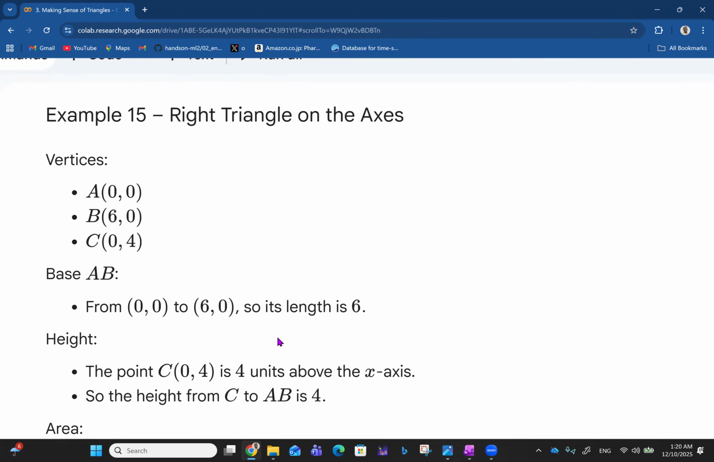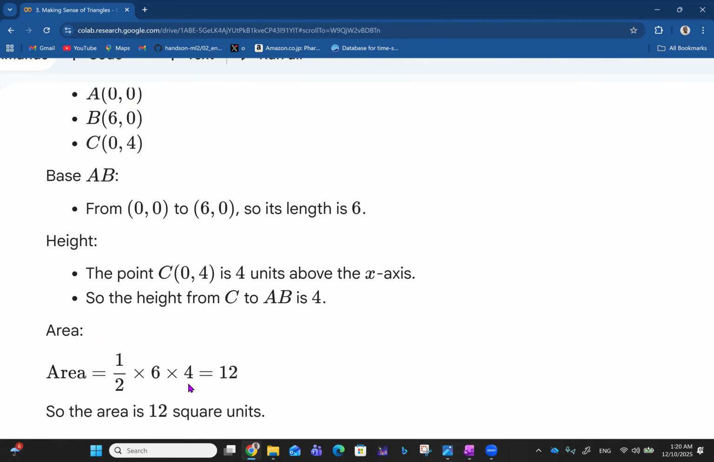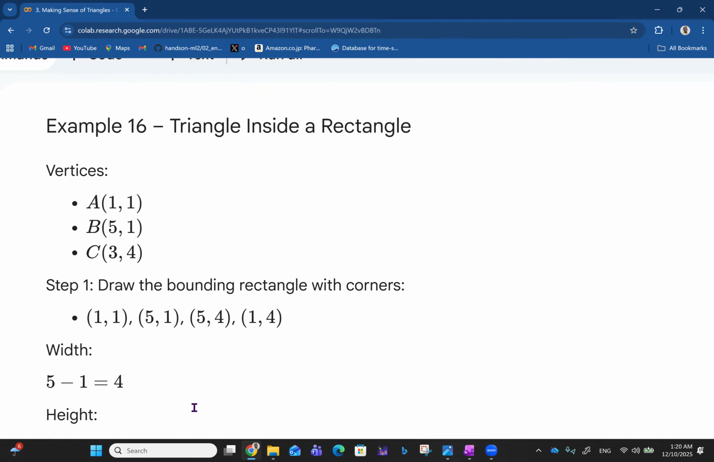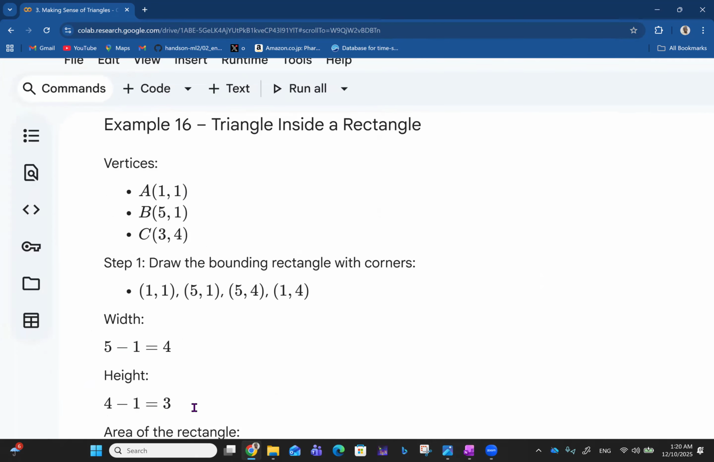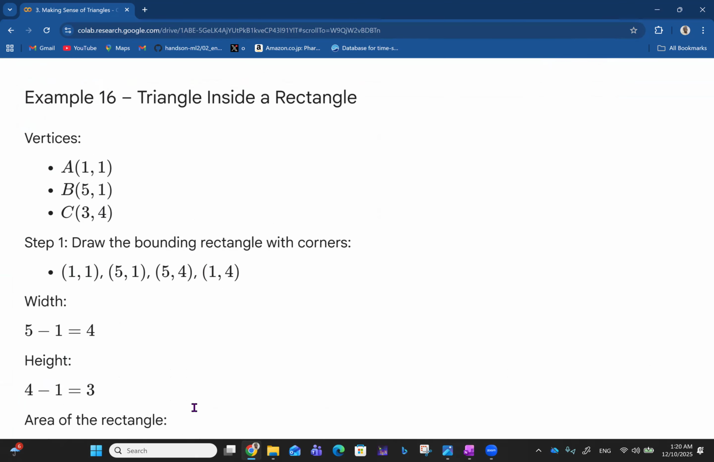So base AB will just be length 6. Height: the point C, (0, 4), is 4 units above the x-axis. So the height from C to AB is also 4. In that case, the area is just half times base times height. Half times 6 is 3, and 3 times 4 is 12. So the area is 12 square units. I'm just jumping over that because I've done a lot of work on this under coordinate geometry.